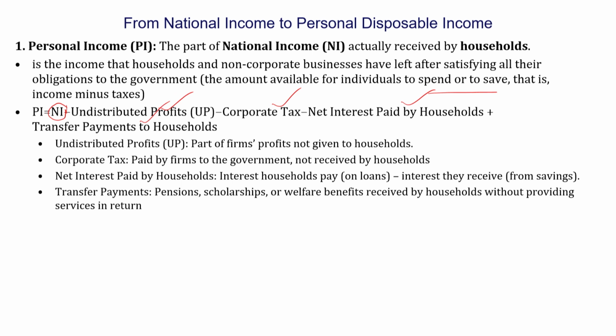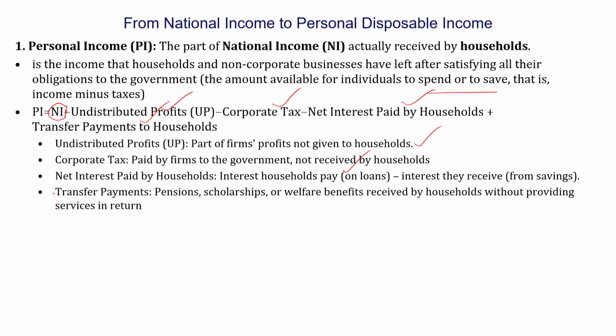Undistributed profits means the part of a firm's profit not given to the households. That is called undistributed profit. Corporate tax is paid by firms to the government, mostly on their profit. We can also call it profit tax, paid by firms to the government but not received by households. Net interest paid by households means the interest households pay on loans minus the interest they receive from savings bank accounts and other types of deposits.